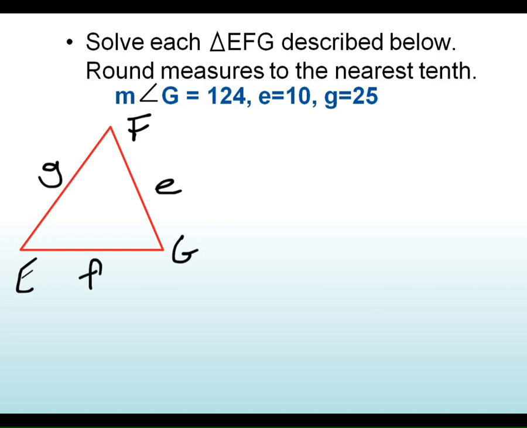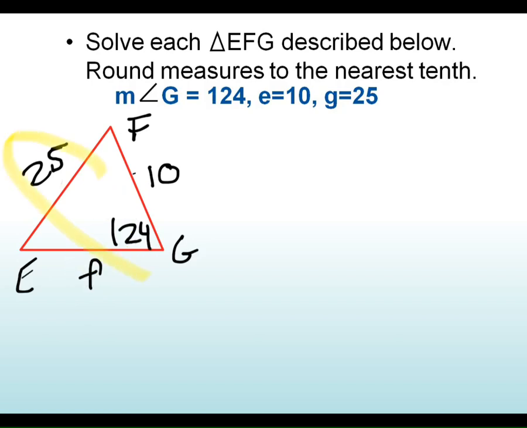And here it tells me capital G, the angle, is 124. Lowercase e is 10. And lowercase g is 25. It says solve the triangle. I have to find both of these missing angles, and I have to find this missing side. I still can't use Pythagorean theorem because I know it's not a right triangle.